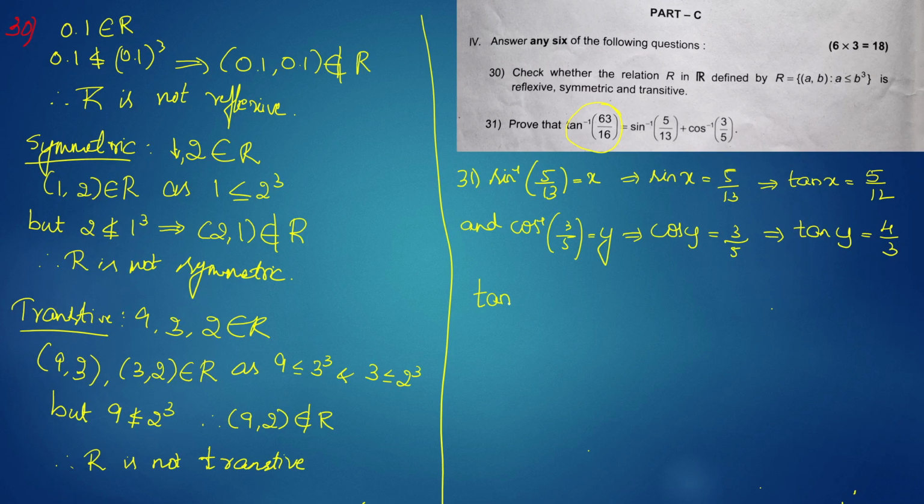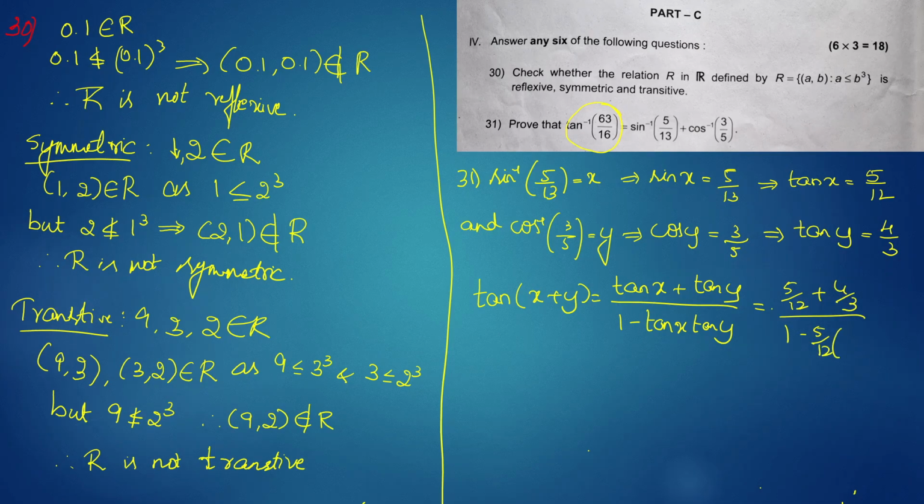Therefore, consider the formula of tan of x plus y, which is nothing but tan x plus tan y divided by 1 minus tan x into tan y. Now, substitute the values of tan x and tan y, that is 5 by 12 plus 4 by 3 divided by 1 minus 5 by 12 into 4 by 3. If we simplify the terms, numerator will be 15 plus 48 divided by 36, whole divided by 36 minus 20 divided by 36. 36 will get cancelled. We are left with 63 by 60. So this is the value of tan of x plus y.